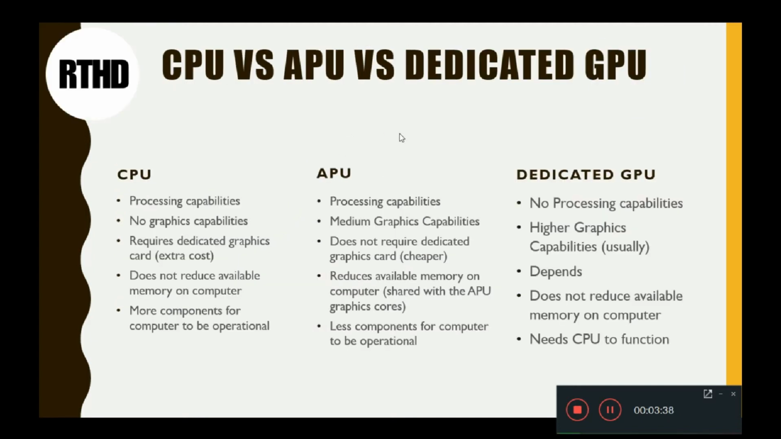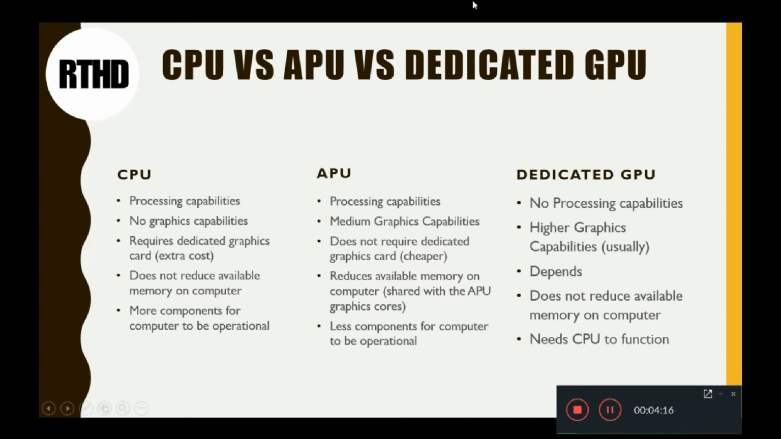So what are the differences? I sort of tried to show some advantages and disadvantages, all in one, right? So we're comparing CPU, APU, and dedicated GPU, remembering that CPUs and APUs both can do processing, so they are CPUs. A GPU is not considered to be a CPU. So I just added that in to sort of show you guys the differences on what the needs are for each one. So if we were to compare all three, we'll see that a CPU has processing capabilities, and so does the APU.